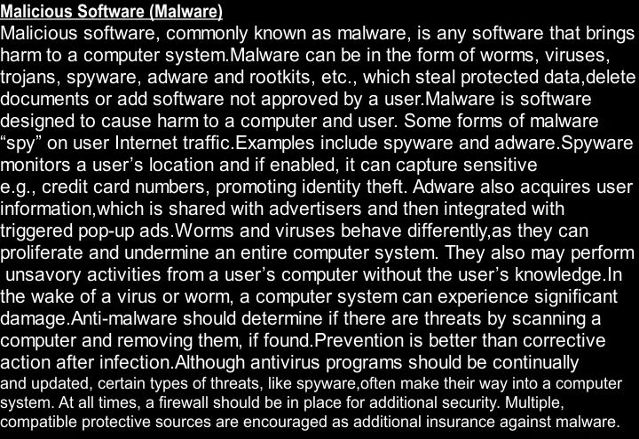Malicious software, malware. Malicious software, commonly known as malware, is any software that brings harm to a computer system. Malware can be in the form of worms, viruses, trojans, spyware, adware and rootkits, etc., which steal protected data, delete documents or add software not approved by a user. Malware is software designed to cause harm to a computer and user. Some forms of malware spy on user internet traffic. Examples include spyware and adware.